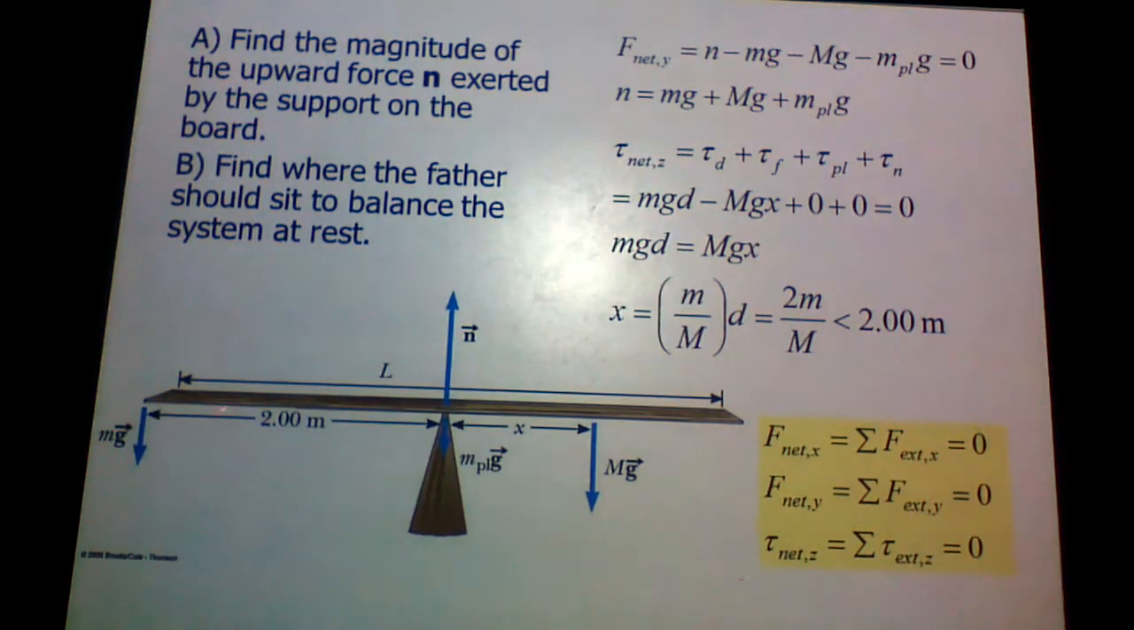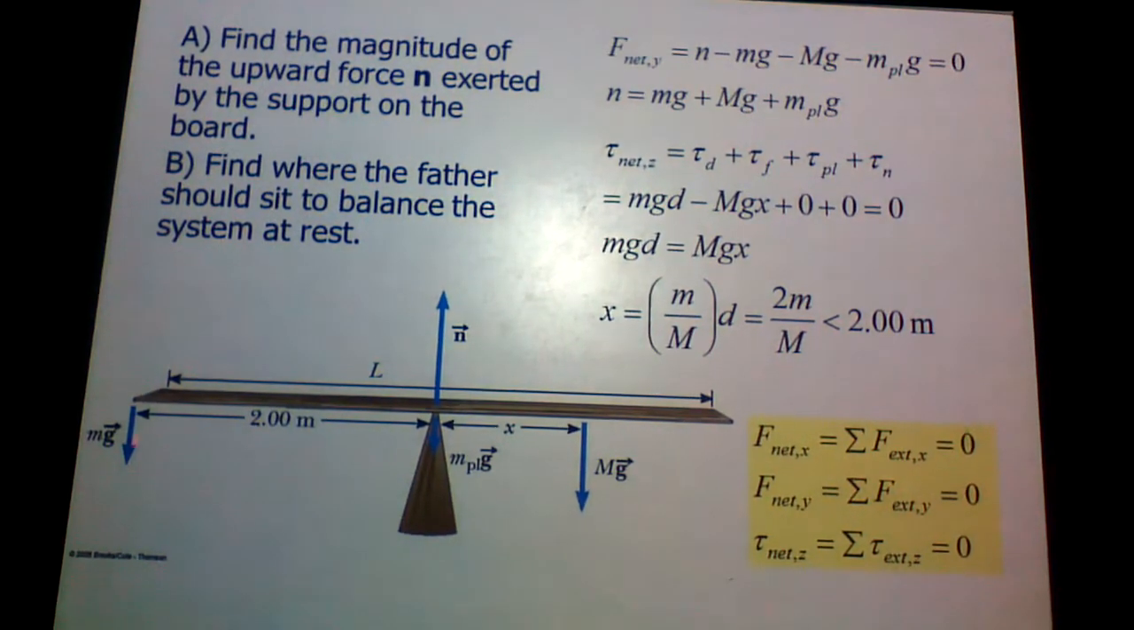And now, just drawing another picture, daughter's here, father's here, center of gravity for the board is here, and the normal force from the support is pushing up on the board. So those are all my forces. I've designated the length of the board here. I know that the daughter from the center is 2 meters, and I don't know where the father is sitting. So on this diagram, I just called it X, even though I think on the last slide we called it D. I'm sorry.